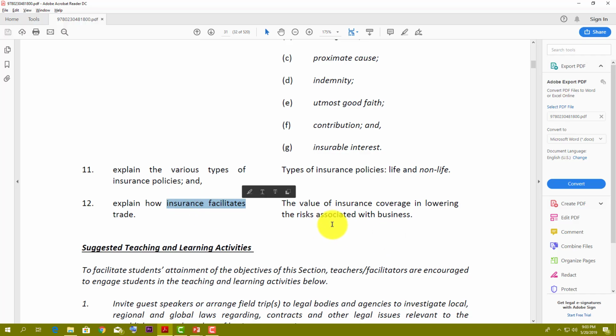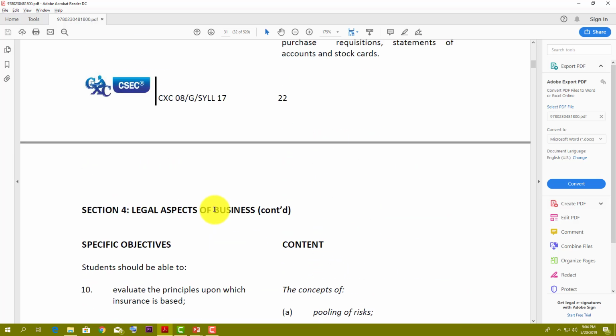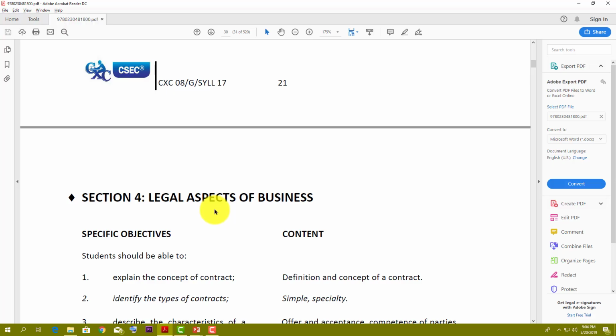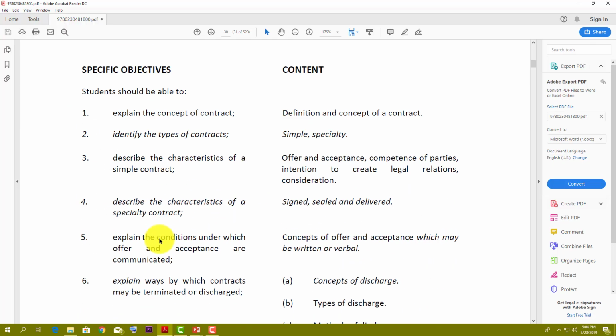So insurance reduces the risk associated with business all in all. That is why it facilitates trade, because it gives you more courage to go out and do what you have to do, knowing that if something happens, you are going to be covered by the insurance. So that's it for this section of the syllabus, section 4, legal aspects of business. Very simple, very straightforward. The case studies would have been a little more difficult to discern. If so, I'll try to look for one and see if I can get one done. But that's it for now.